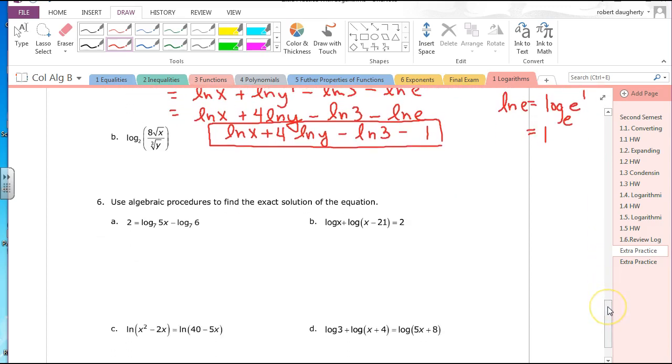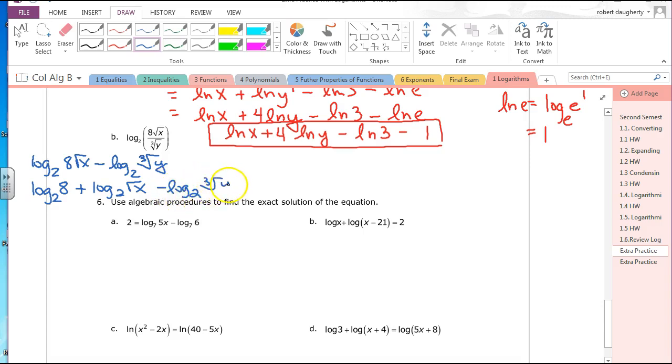Let's look at part B here. I've got quotients, I've got powers, I've got products. Let's take care of the quotient first. This is the log base 2 of 8 square root of x minus the log base 2 of the cube root of y. Another way of writing that, this is going to be the log base 2 of 8 plus log base 2 of square root of x minus log base 2 of cube root of y.